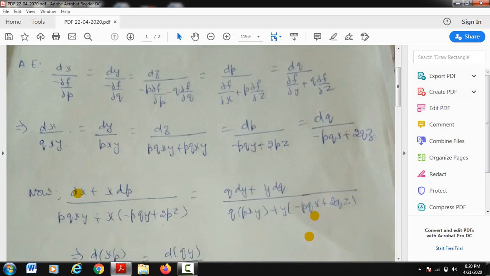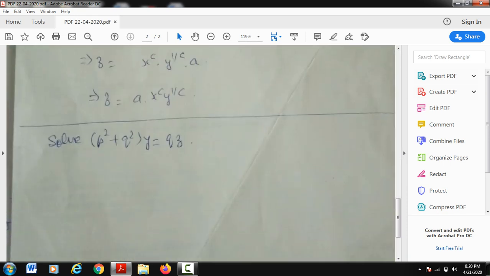Is the method clear to you? And here, students, I am giving you one more question for practice. Please try it using the Charpit's method for revision purposes. The equation is: solve (p square plus q square) y is equal to qz. Please simplify and do this question by yourself.